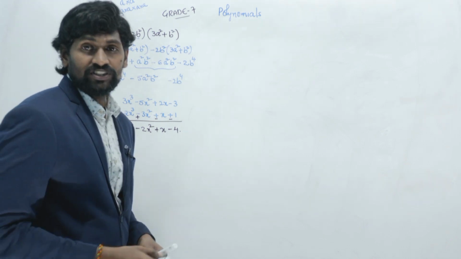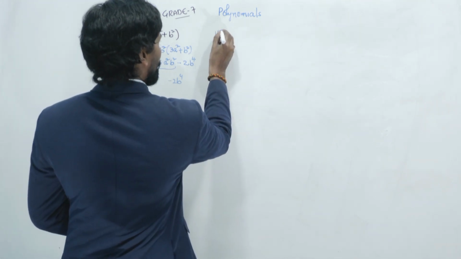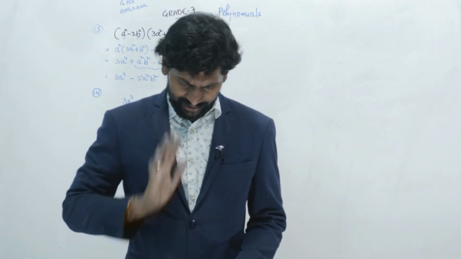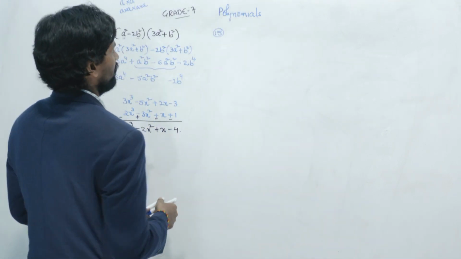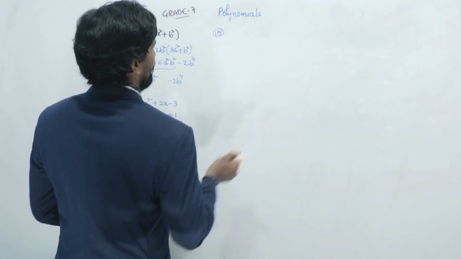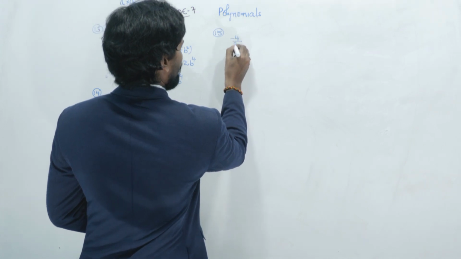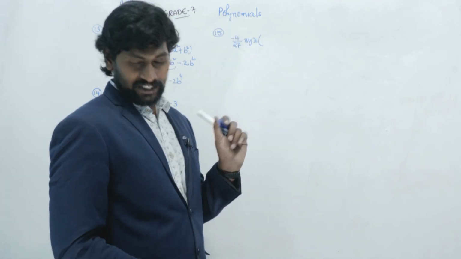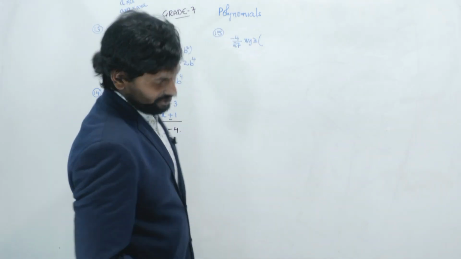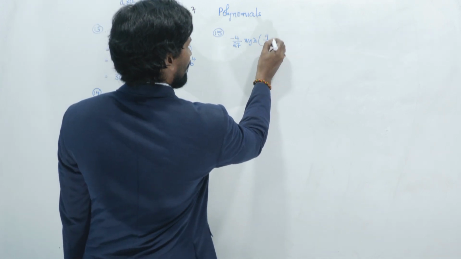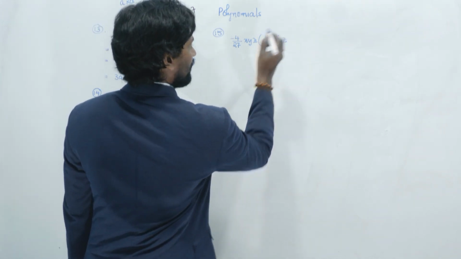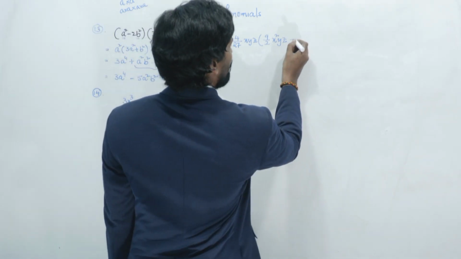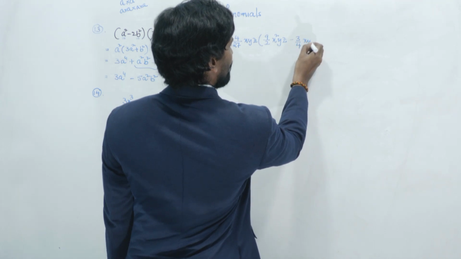Okay. So now question number 15. Yeah, 15th question is given that. Minus 4 by 27 xyz into, here bracket represents multiplication, 9 by 2 x square yz minus 3 by 4 xy z square.